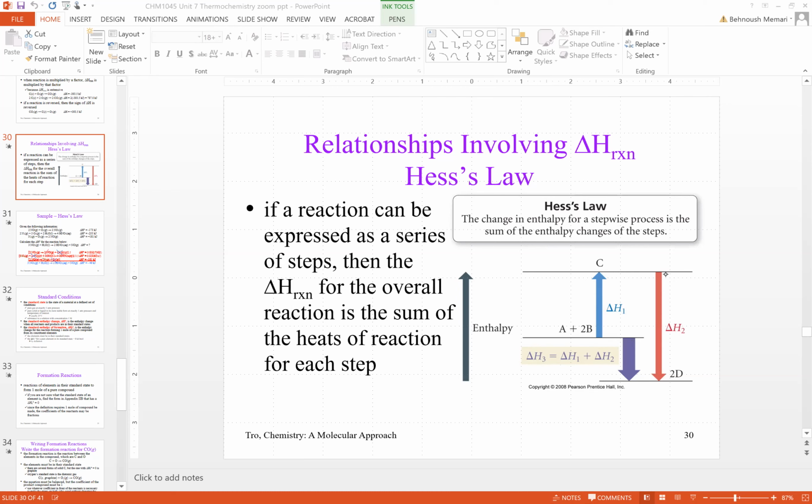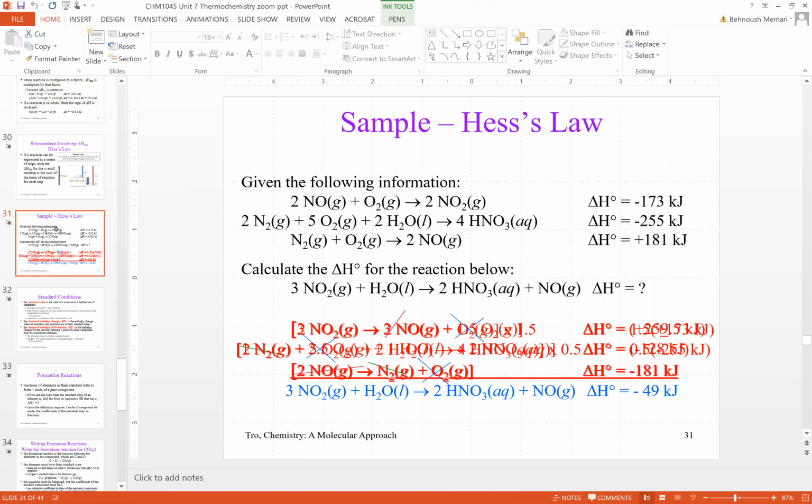That means you have one exothermic reaction and one endothermic reaction. The overall amount of energy can be calculated by adding these two, delta H1 and delta H2. This is known as Hess's law: the change in enthalpy, or delta H, for a stepwise process is the sum of the enthalpy changes of all the steps.